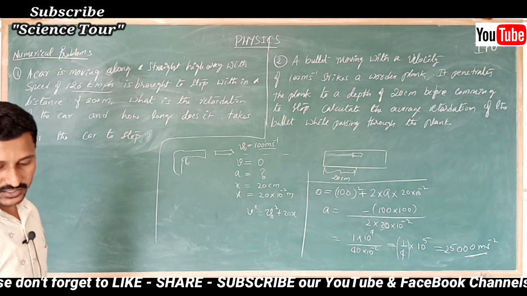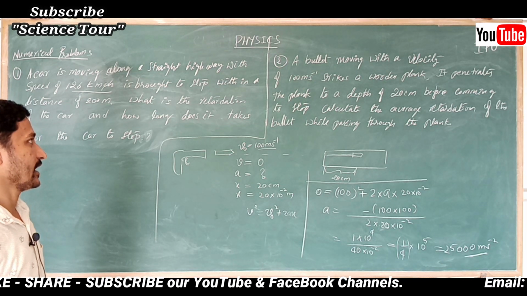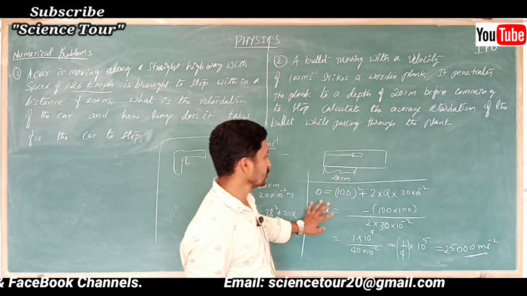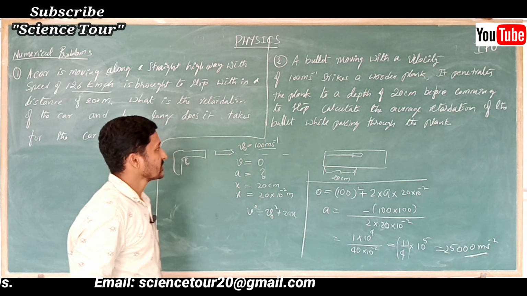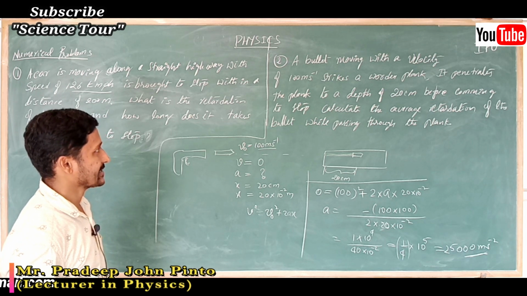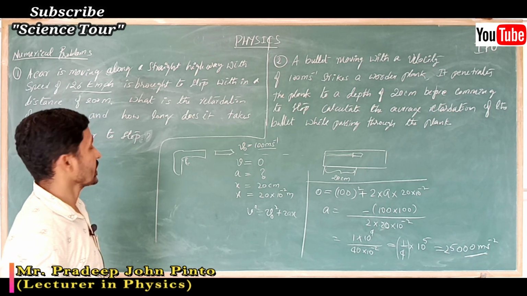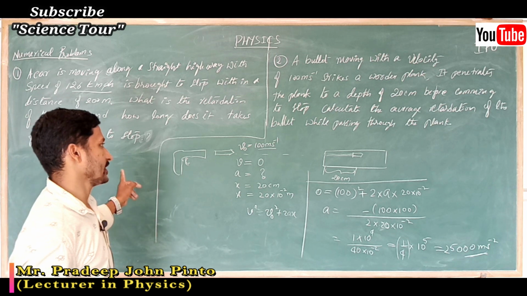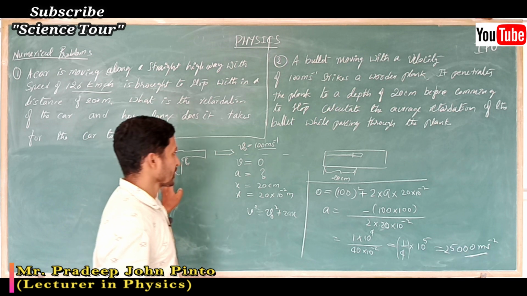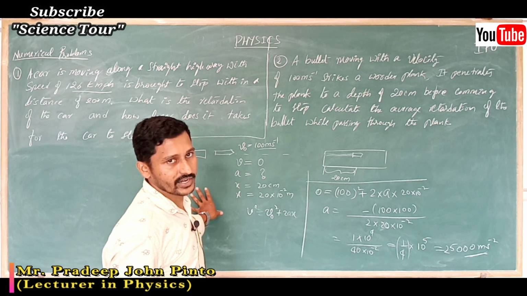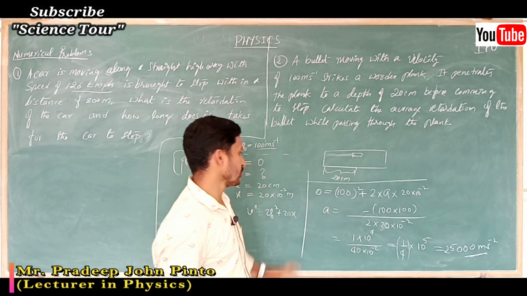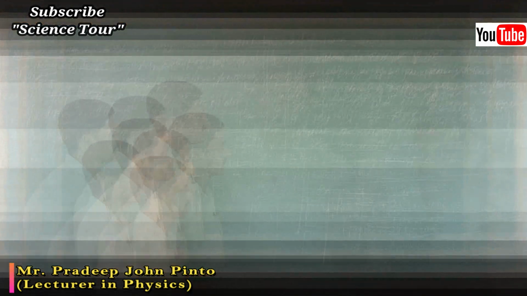Okay, so this is nothing but the retardation you are going to calculate. Whenever a problem comes for the retardation, you have to use this formula. Okay, these are the two problems we have studied in the case of retardation. One is about the bullet and another one is a car moving. Both included retardation as well as the stopping distance. Whenever the stopping distance comes, whenever the retardation comes, you must use the formula v square equal to v naught square plus 2ax.